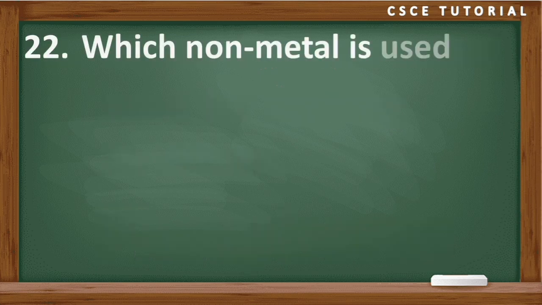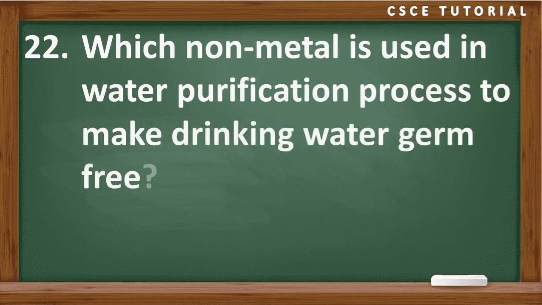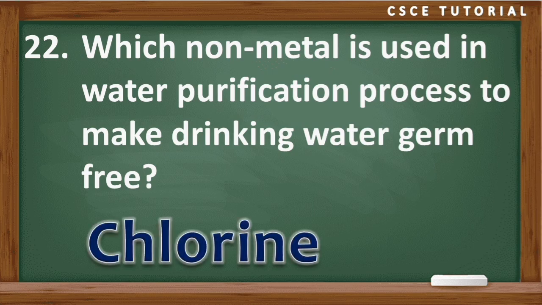22nd, which non-metal is used in water purification process to make drinking water germ-free? Its answer is chlorine. Chlorine is used for water purification process to make drinking water germ-free.